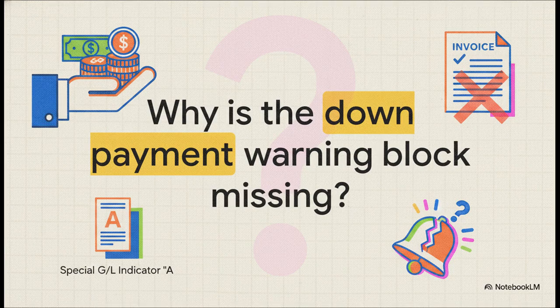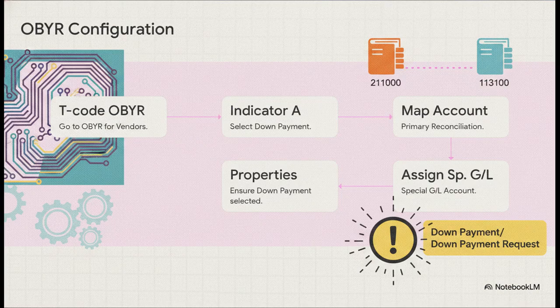Why does that happen? As the consultant, you're fixing this right at the configuration level. You jump into T-code OBYR to map the standard primary vendor account, say 211000, directly to the Special GL Advanced Payment account. But here's the absolute kicker. You have to ensure the down payment/down payment request property is actually selected to trigger that yellow warning pop-up.